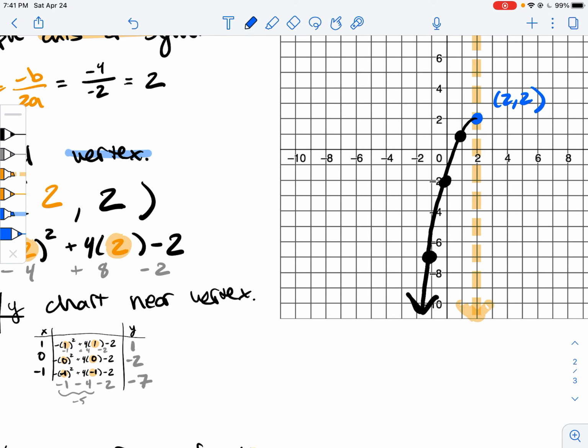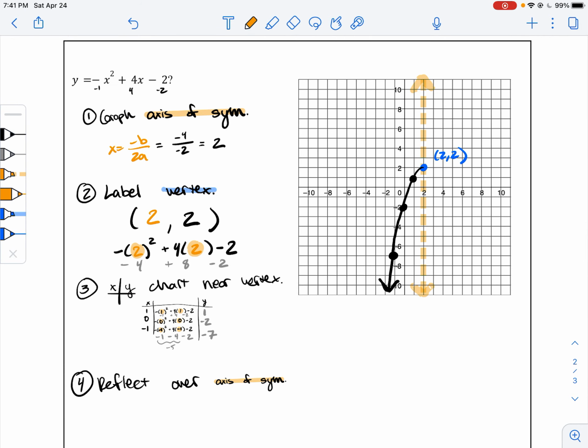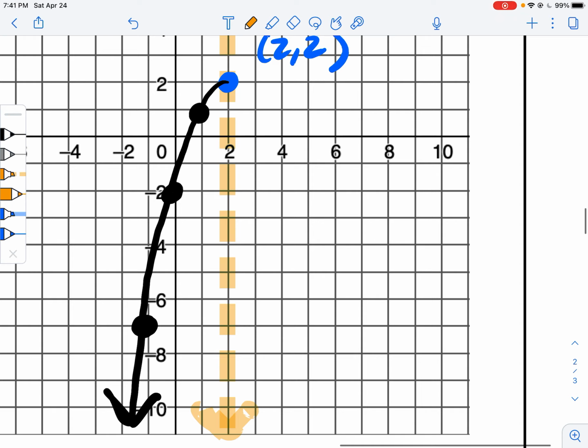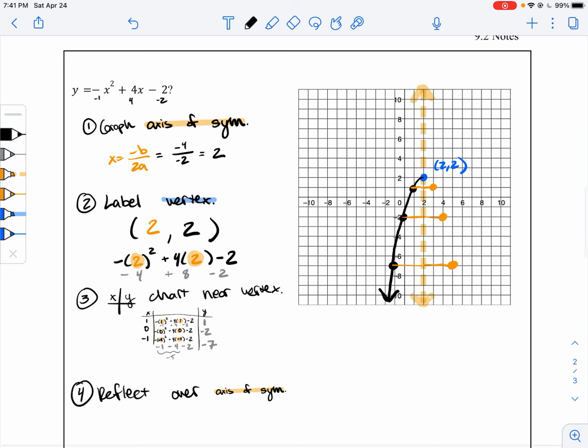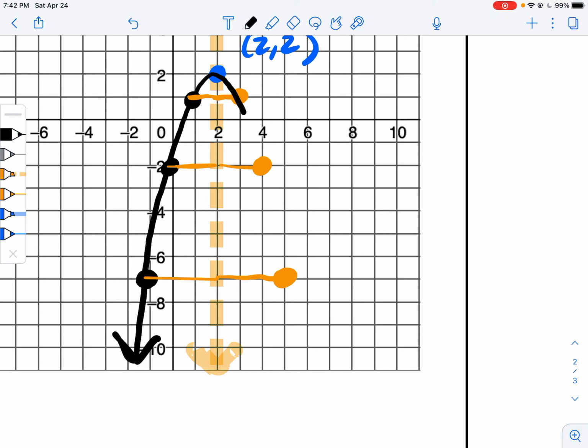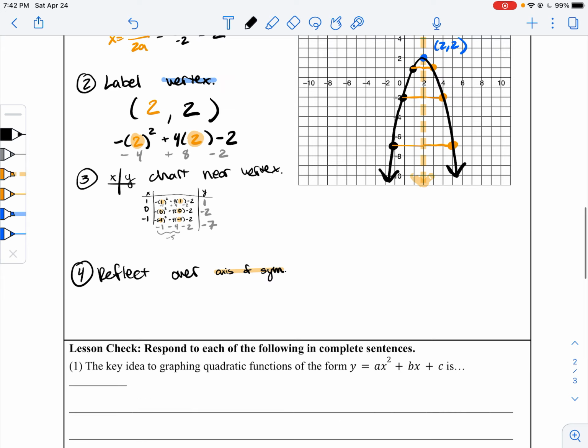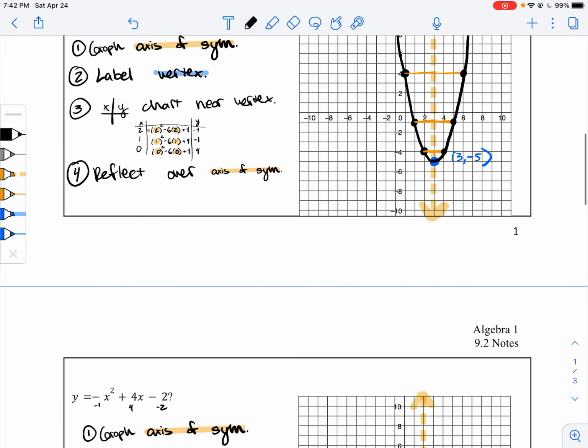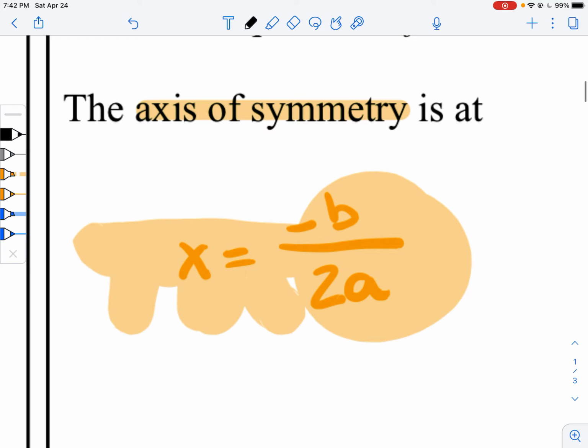Awesome. Last up, we can reflect over that axis of symmetry. So let's go ahead and do that. We went 1, so let's go 1 in the opposite direction. We went 2, so let's go 2 in the opposite direction. We went, oh boy, what is that? That should be 3. 1, 2, 3. Nice. Finishing out our parabola, we have a beautiful graph. And that's it. Key idea right here. Have a wonderful time on your homework.